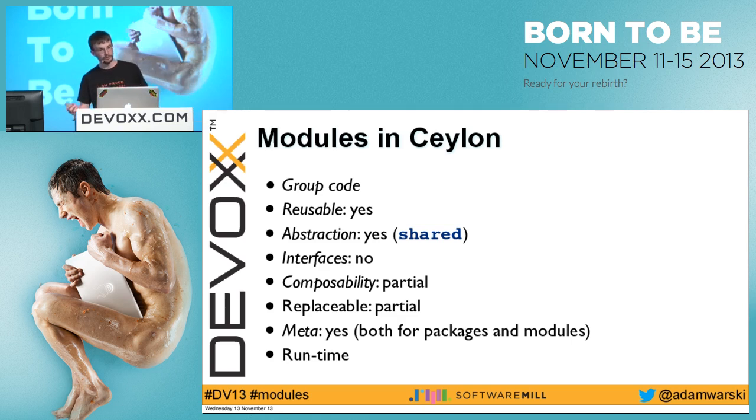You can compose modules, so you can compose by importing them. You cannot compose by nesting modules, so you cannot have modules inside modules. So it's like a one-level concept. You get metadata, both for packages and for modules, as I've shown. And additionally, you get the runtime component.